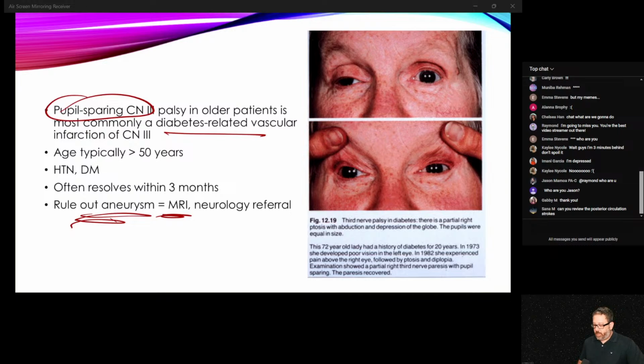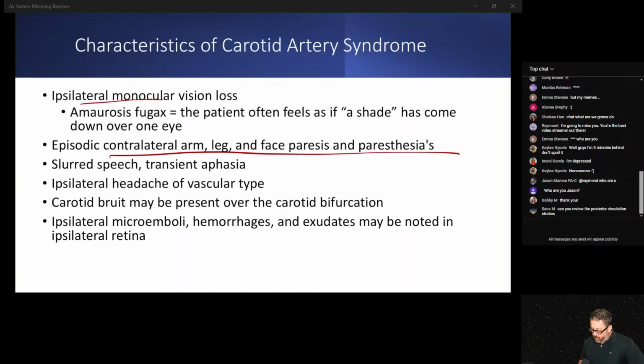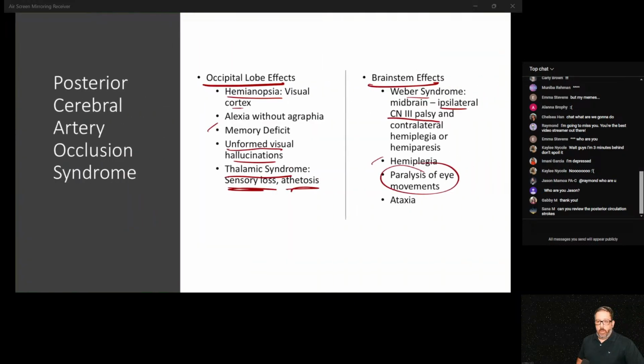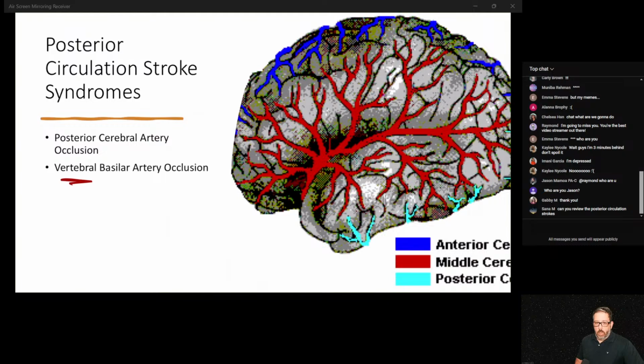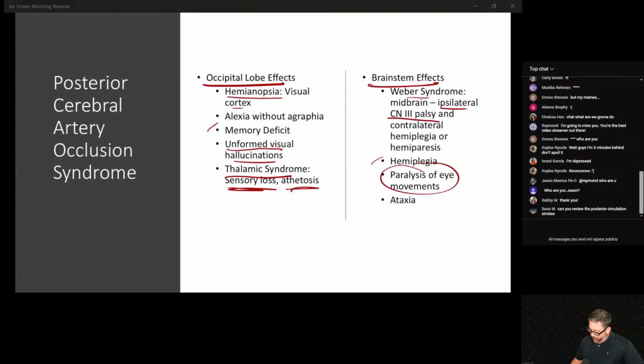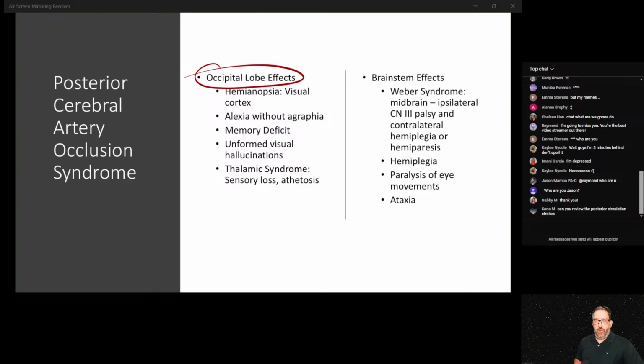Okay, next is about posterior circulation strokes. So posterior circulation is the posterior cerebral artery occlusion and vertebrobasilar artery occlusion. If the infarction includes the occipital lobe, you're going to have visual problems, memory issues, visual hallucinations, some sensory loss, athetosis due to the posterior cerebral artery occlusion.